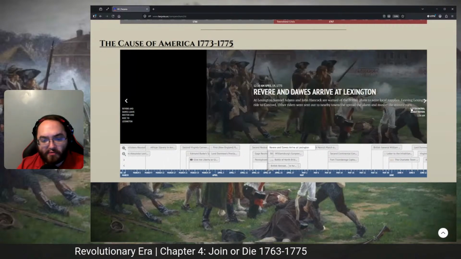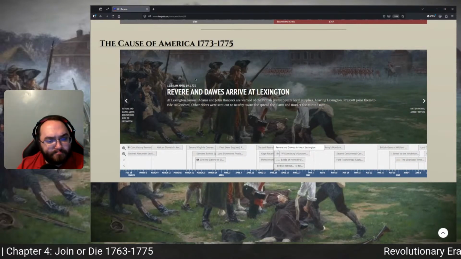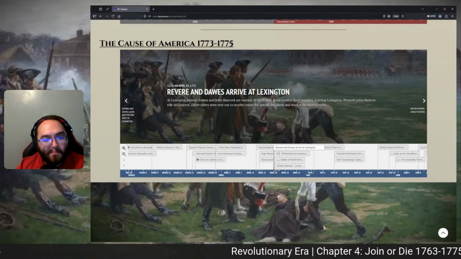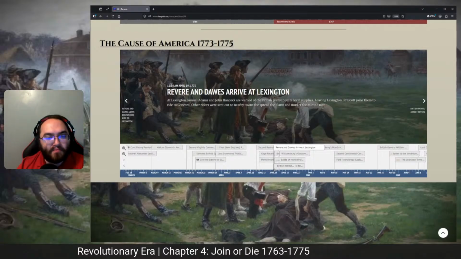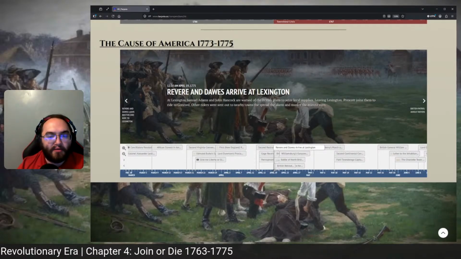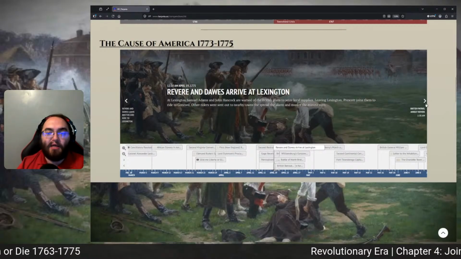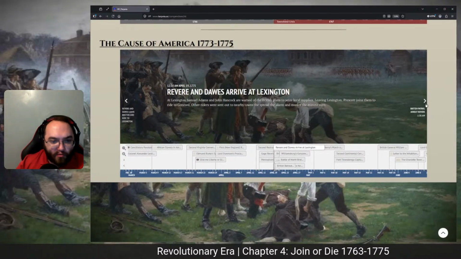Here, I have it on the timeline. At 12:30 a.m., so just after noon. Oh no, in the morning. Just after midnight, Revere and Dawes arrive at Lexington. At Lexington, Samuel Adams and John Hancock are warned of the British plans to seize local supplies, and then leaving Lexington, Prescott joins them to ride to Concord.